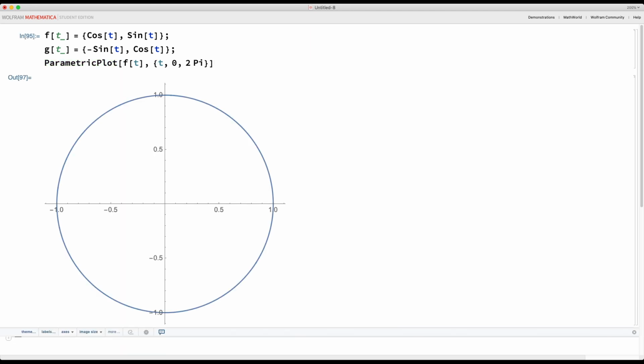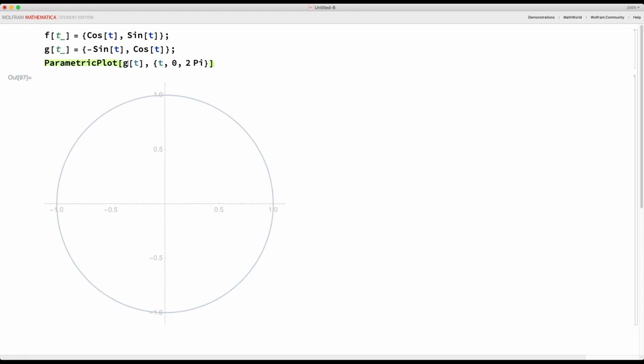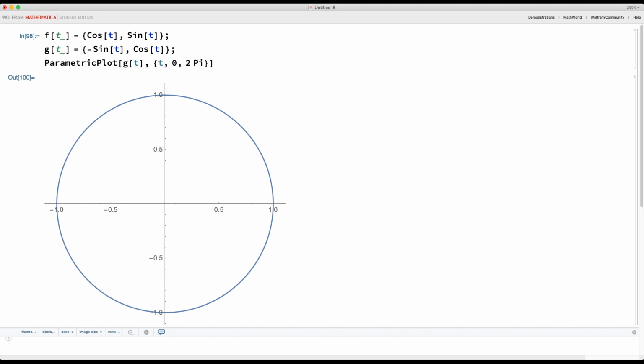Okay, so not shockingly, we get this. That's the plot of the original function. It's our original circle. Now, if I plot on here g of t, I get the same circle. That's partly coincidence because of the function that I picked originally. But let's think about, though, what is g of 0?